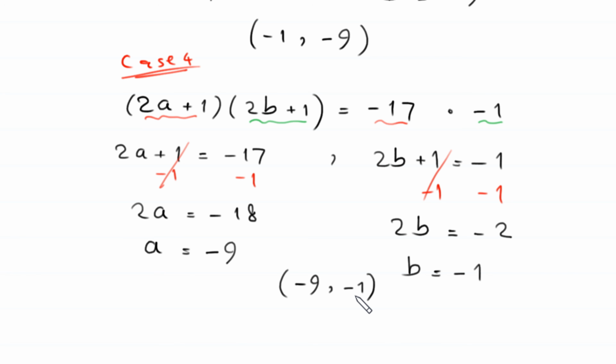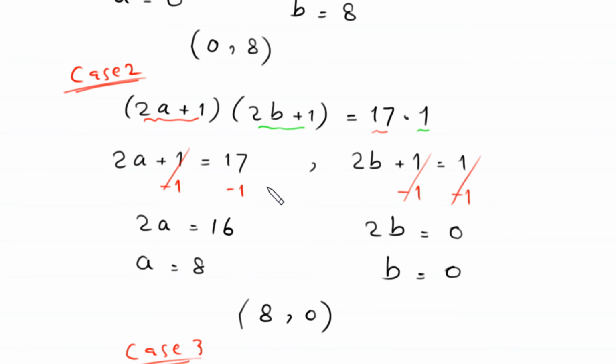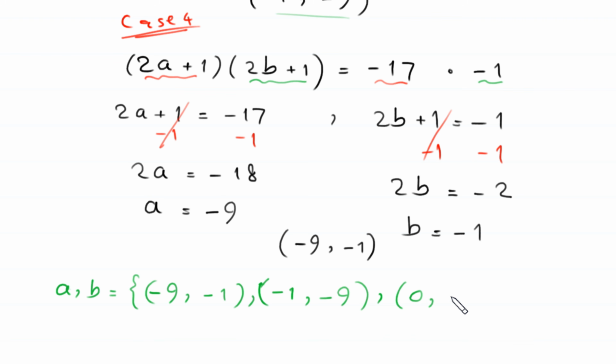So the final set of solutions of this equation is a comma b is equal to, first pair is negative 9 comma negative 1, and the second pair is negative 1 comma negative 9, and the third pair is 0 comma 8, and the fourth pair is 8 comma 0. This is the final answer of this equation.